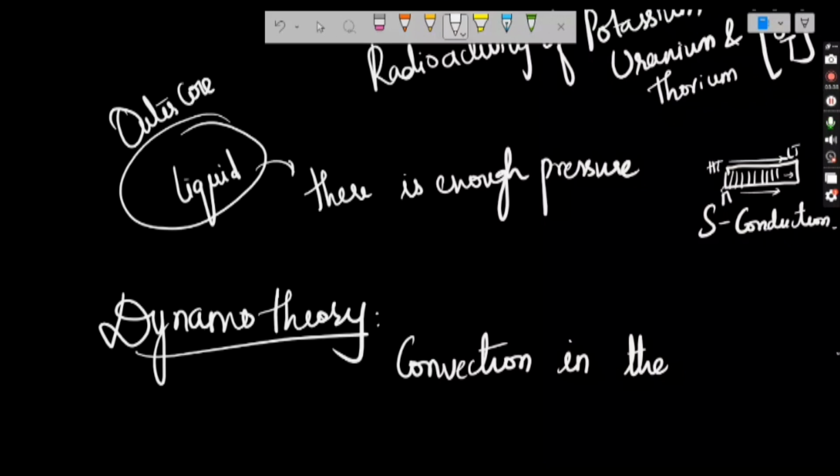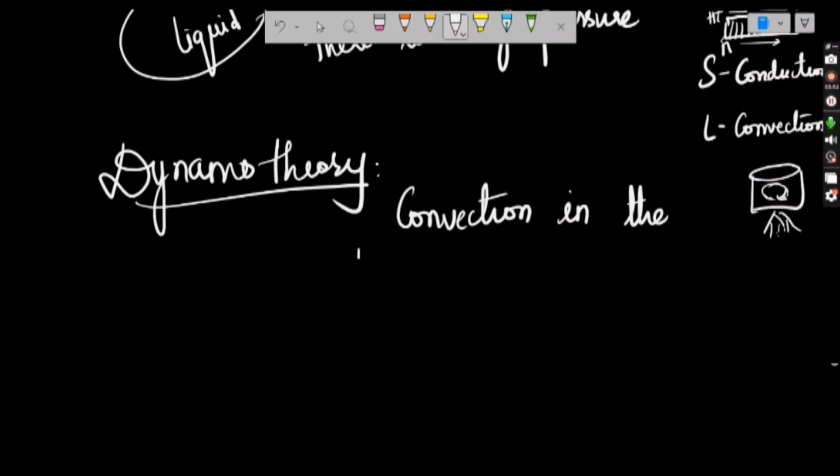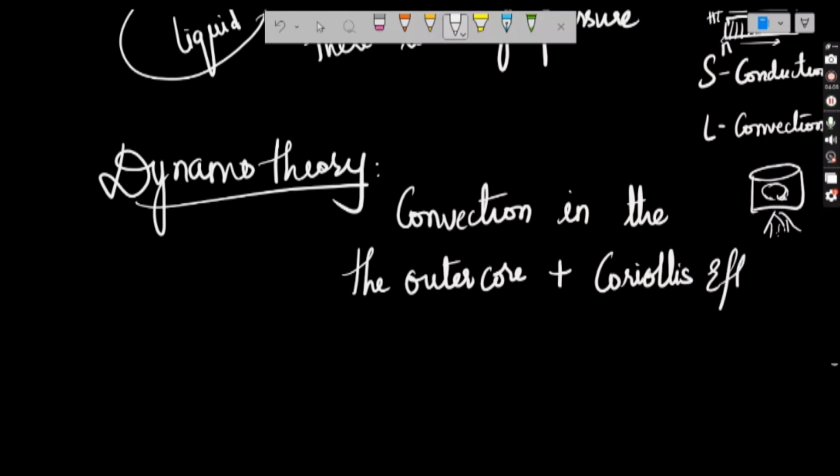This is called conduction. What about liquids or fluids? Convection happens. Nothing but if you are boiling water, it will go like this. This is called convection. So convection in the outer core plus Coriolis effect. We'll be seeing this in climatology. What is Coriolis effect? Coriolis effect is nothing but when something is revolving or rotating, if you try to throw something in one direction, it will go to the right side or left side according to the direction in which the body is rotating.